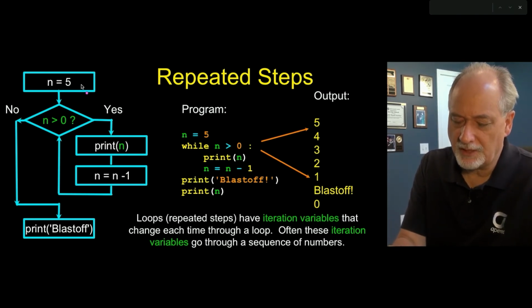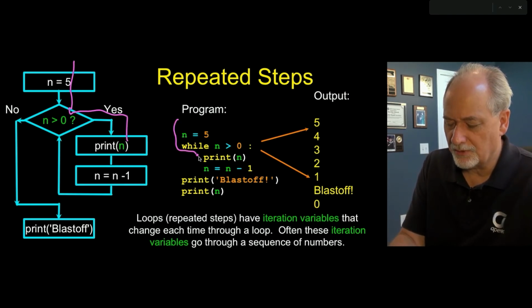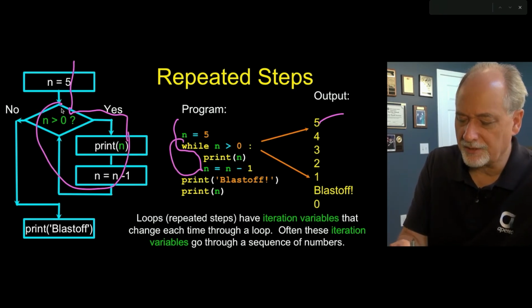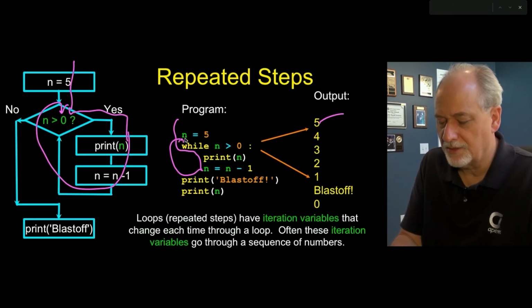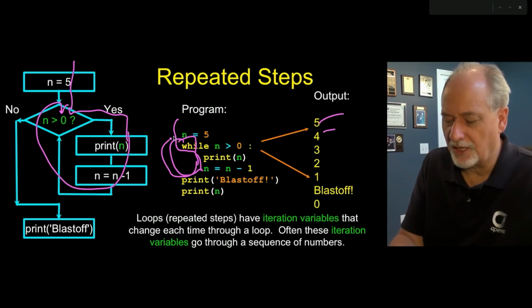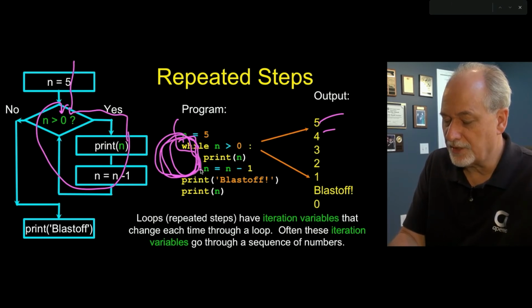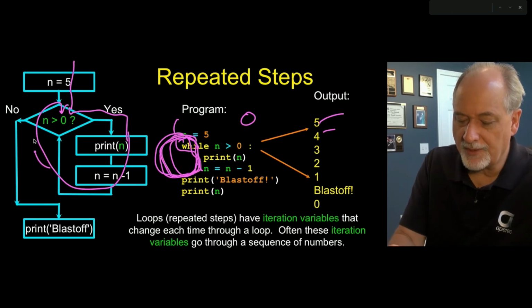So let's just run this. We come in, and it's 5. Is n greater than 0? Yes, it is. So we're going to run this code. We're going to print out 5, then we're going to subtract 1, and then we're going to go back up and ask the question, is n greater than 0? And the answer is, since it's 4, the answer is yes. So then it runs again. Then it prints out 4, subtracts it again, checks, prints 3, subtracts it again, prints 2, subtracts it again, prints 1, subtracts it again. Now n is 0, and so it comes back up.